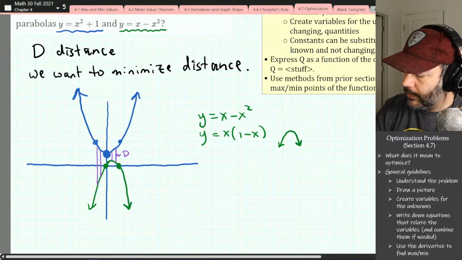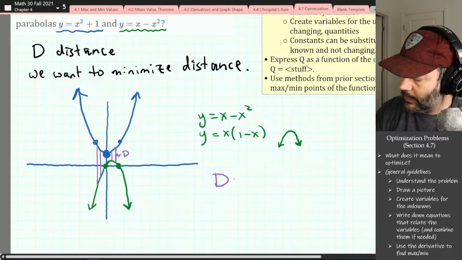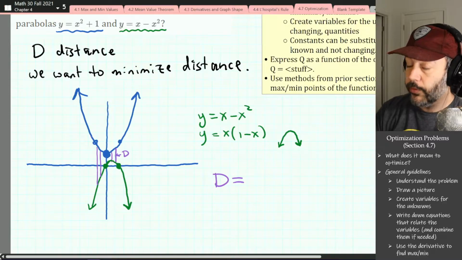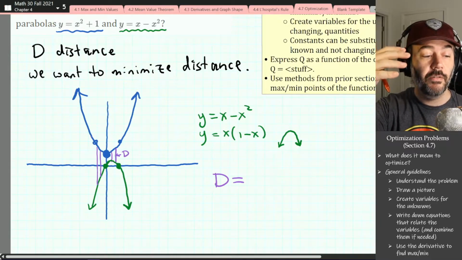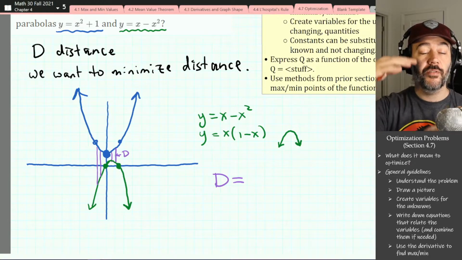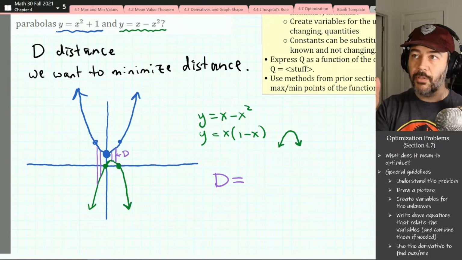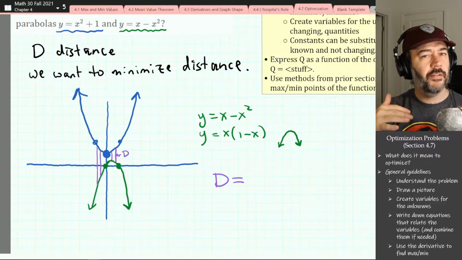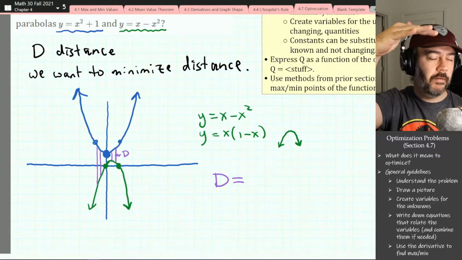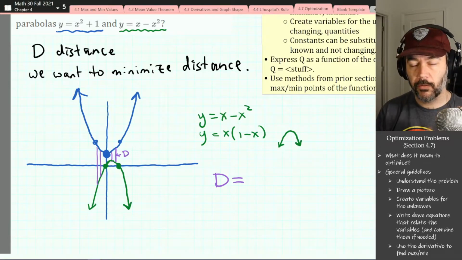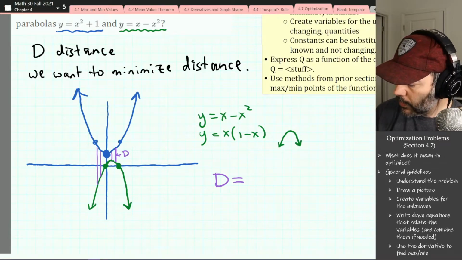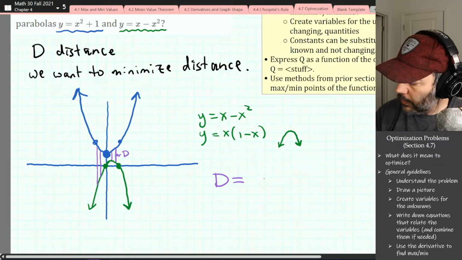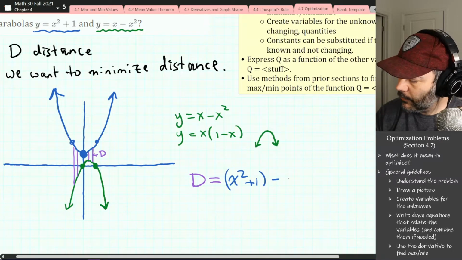Okay, so we need an expression for distance. D is equal to the blue function value minus the green function value, because the green one's below. You could do absolute value and then do it either way. But in this case, since we're finding the difference, we want the one that's greater above and subtract the one that's below. So the picture really helped here. So this would be x squared plus 1 minus x squared.